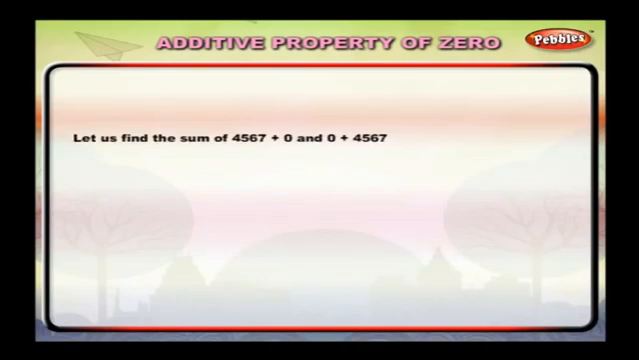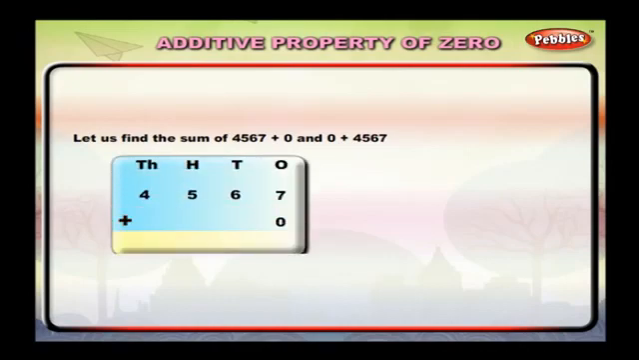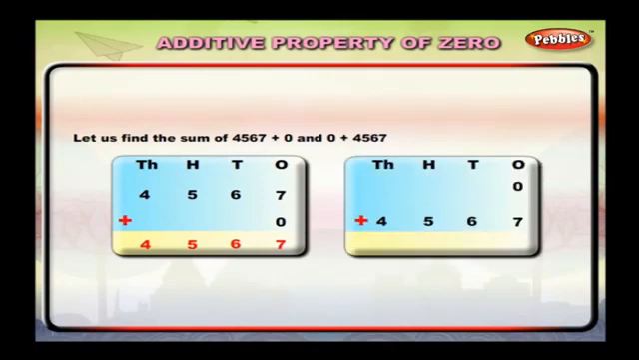Let us find the sum of 4,567 plus 0 and 0 plus 4,567. Therefore, 4,567 plus 0 is equal to 4,567 and 0 plus 4,567 is equal to 4,567.